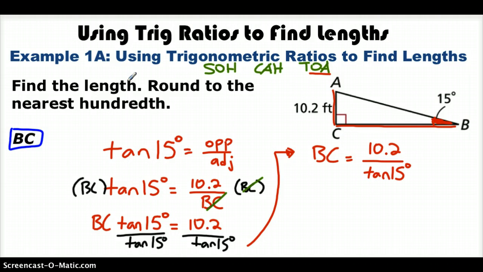Now here's how we're going to type this into this really basic calculator with the trig functions here. All I'm going to type in is 10.2, which I'm writing as one button, then the division sign. So again, 10.2 divided by, then I'm going to go 15, and then I'm going to type the tangent button, and then I'll type equals. So again, 10.2 divided by 15 tangent equals 38.07, we'll call it.